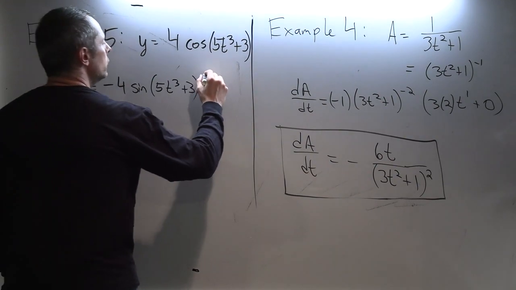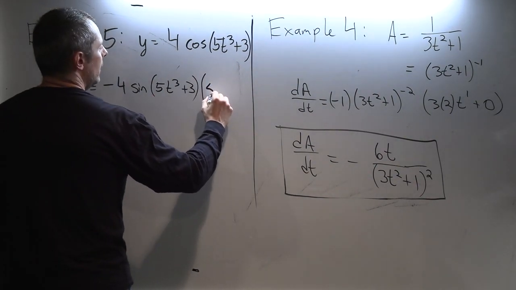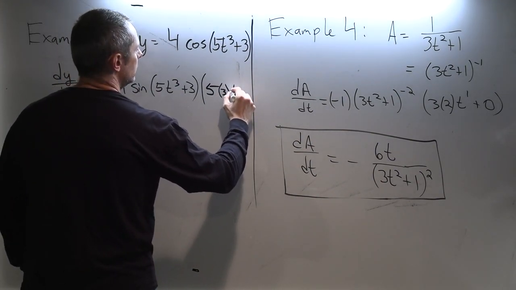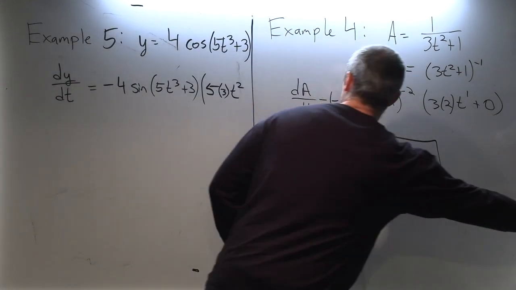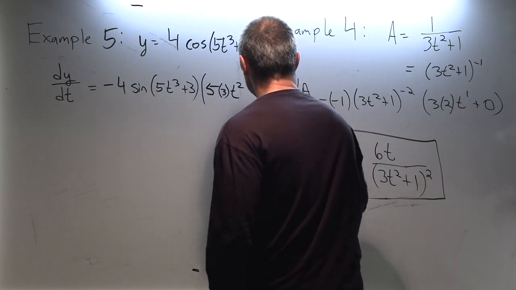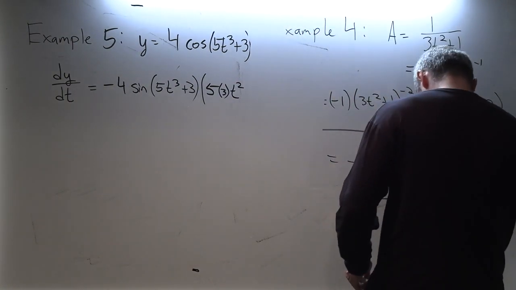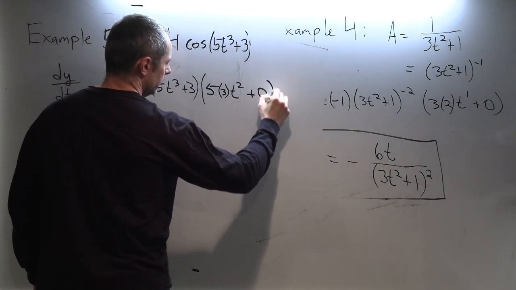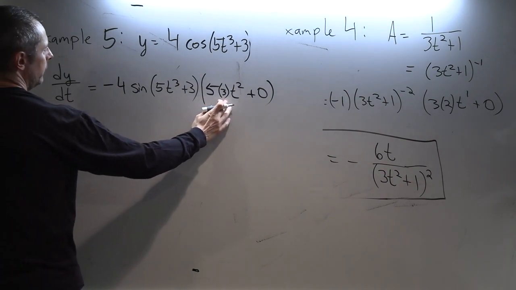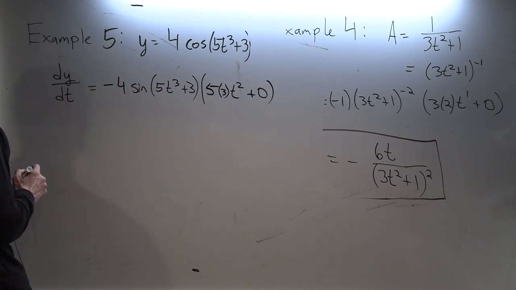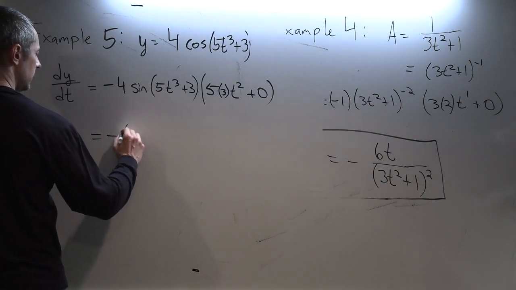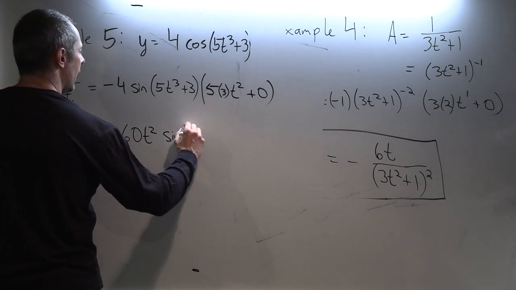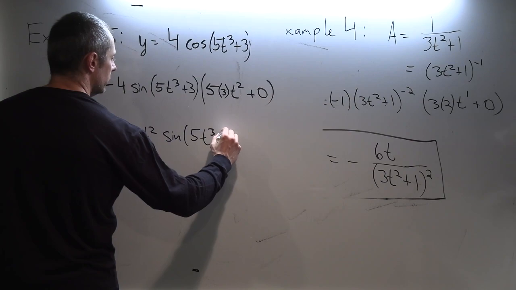but I need to multiply by the derivative of everything inside here. That's the chain rule. So the derivative of 5t cubed: I move the 3 to the front, and then I do t squared, and then the derivative of 3 is 0. It's a constant. So 15 times the -4 gives me -60 t squared times the sine of 5t cubed plus 3.